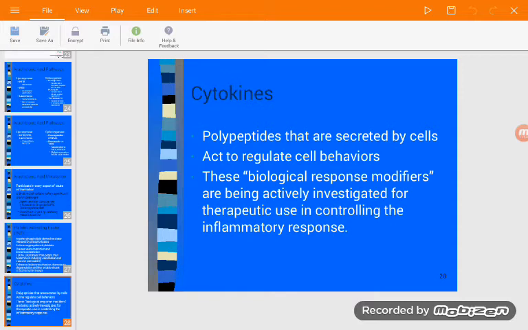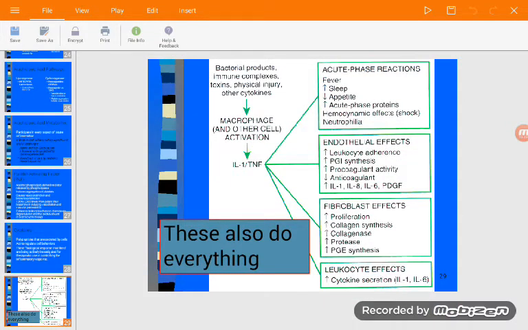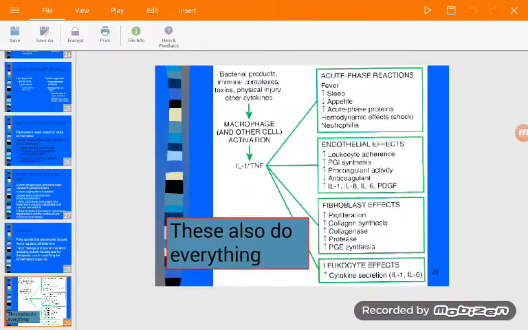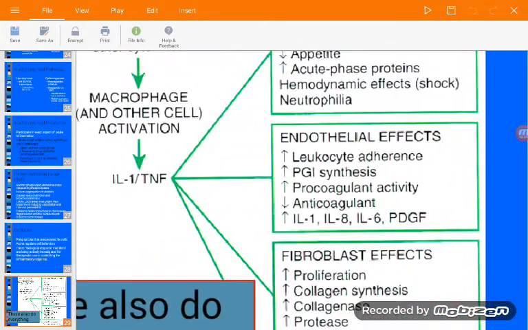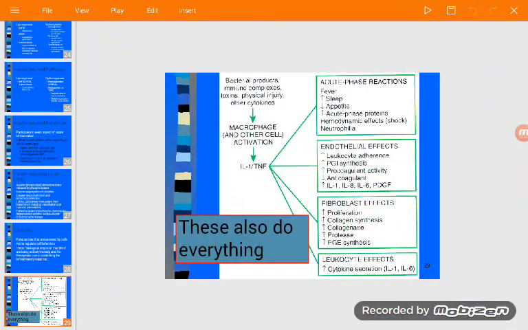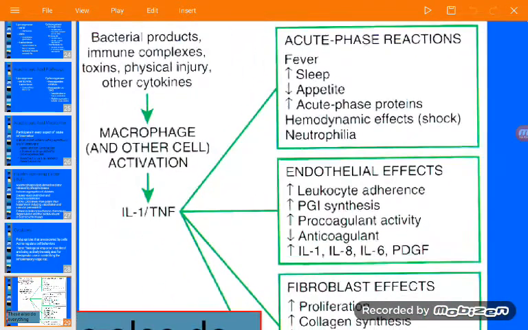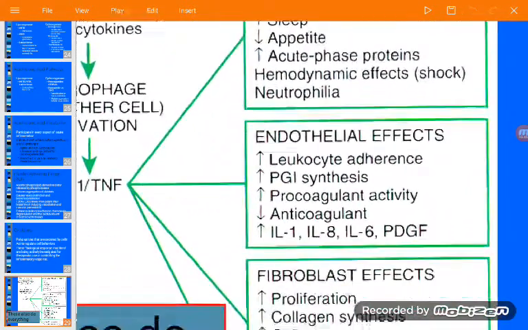Cytokines are polypeptides secreted by cells that regulate other cells. Their biological effect can be modulated by therapeutic drugs targeting these cytokines. Also, we have interleukin-1 and tumor necrosis factor, which are secreted from the macrophages. They have many effects. They lead to the acute phase reaction, and have effects on endothelium, fibroblasts, and leukocytes. Interleukin-1 and tumor necrosis factor are responsible for many systemic effects of inflammation like fever, increased sleep, loss of appetite, and increased acute phase proteins.